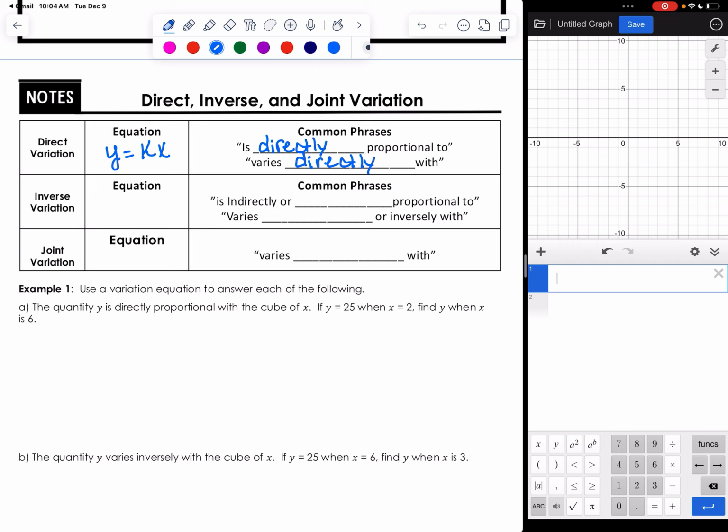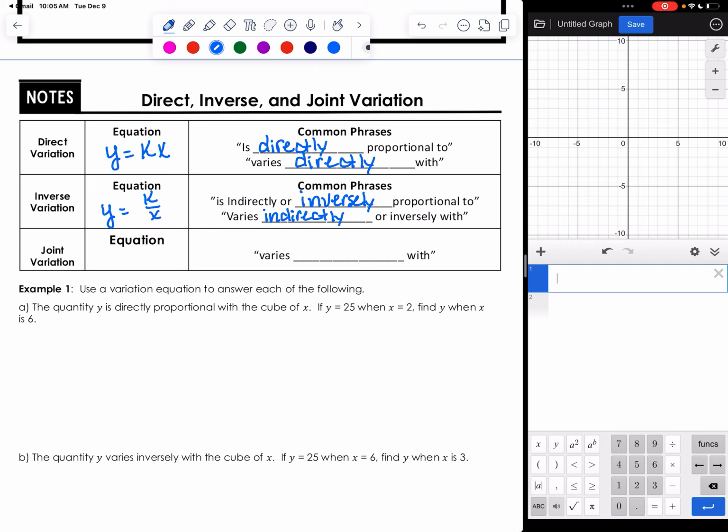For inverse variation, our equation is y equals k over x. Some common phrases might be is indirectly, or sometimes you'll see inversely proportional to, or you might see something like varies indirectly or inversely with. If you see either of those phrases, you'll know to use the equation y equals k over x.